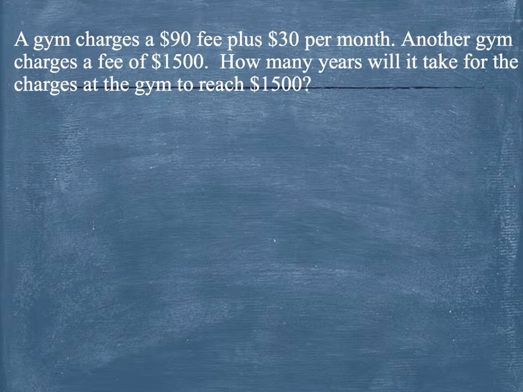All right. So what we want to do is at one gym, gym number 1, you charge $90 plus $30 every month. At the other gym, all you have to do is pay $1,500 and you're in for life. So we want to see how many months it will take to make it equal to $1,500. All right? So you can see we've got our two-step equation here. This is gym number 1. This is gym number 2.